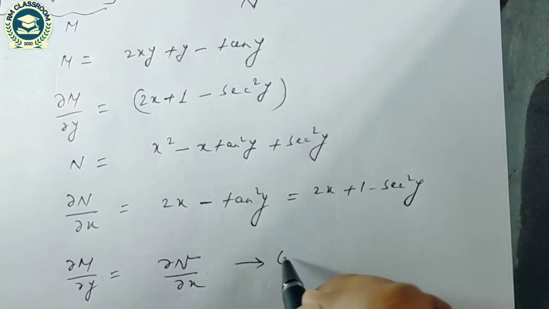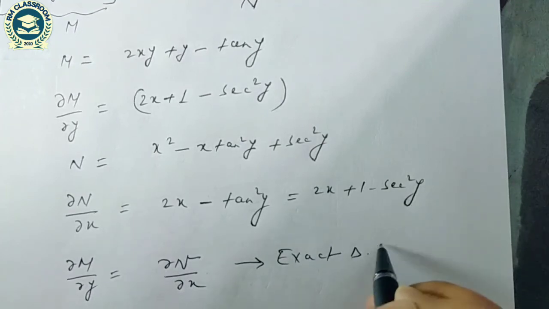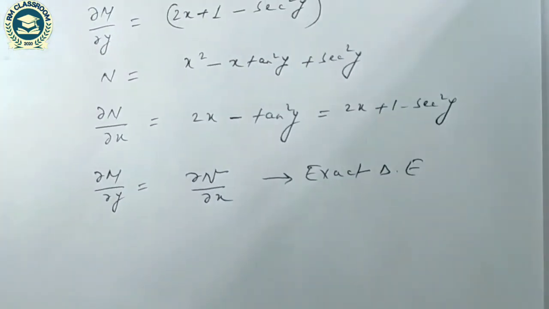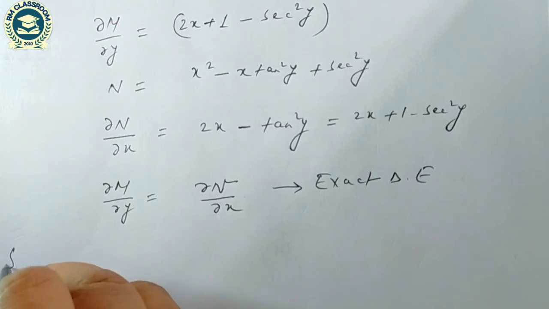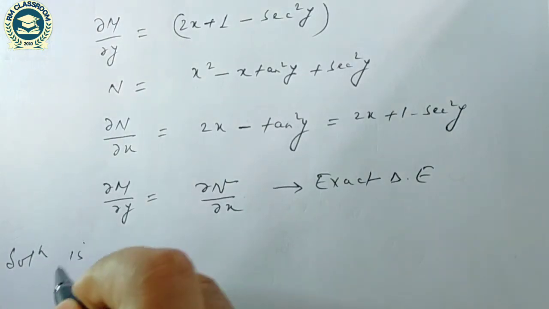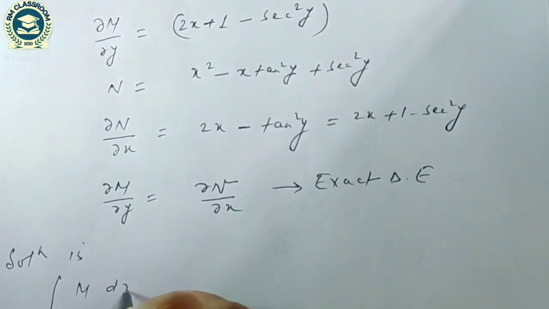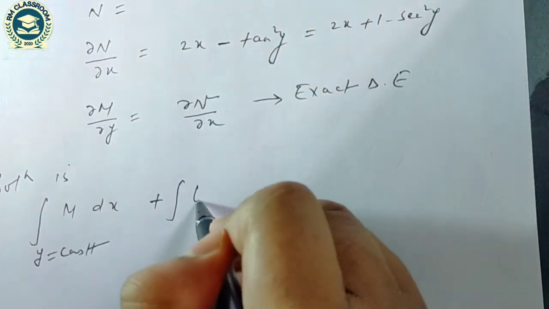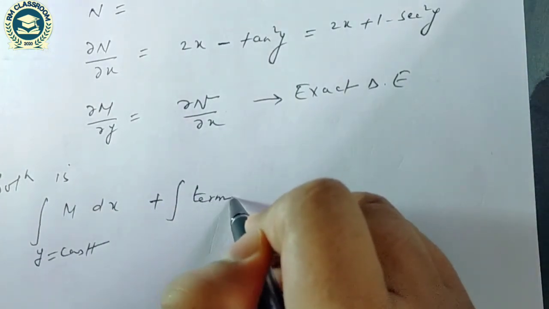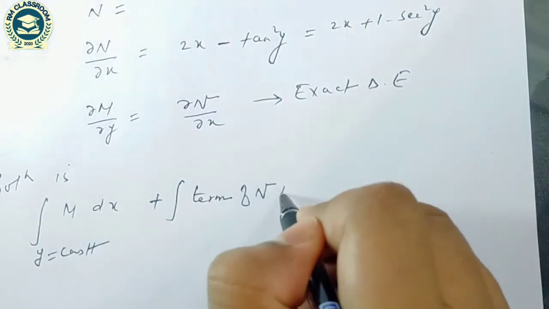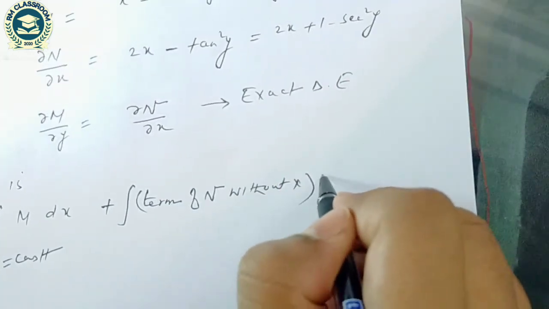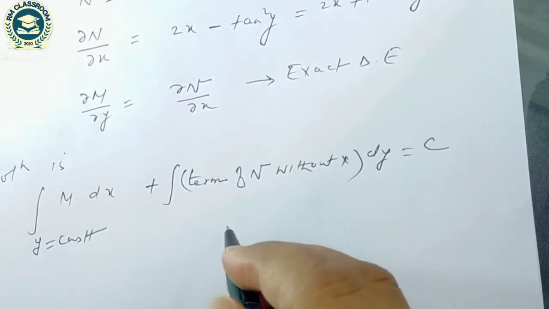So this is an exact differential equation. So the solution of this exact differential equation is the integral of M dx, where y is constant, plus the integral of the terms of N without x, into dy, is equal to a constant.